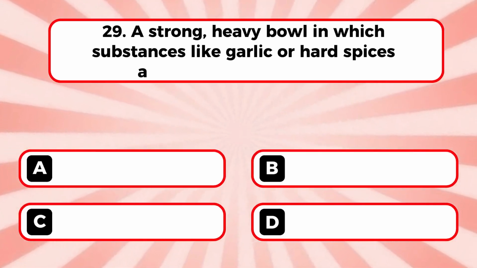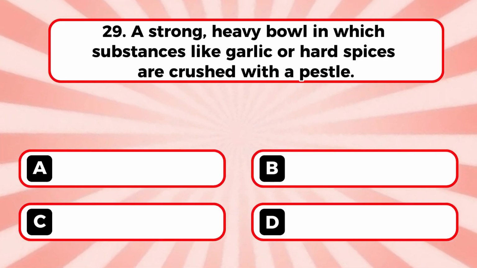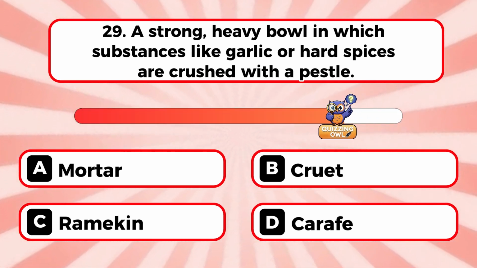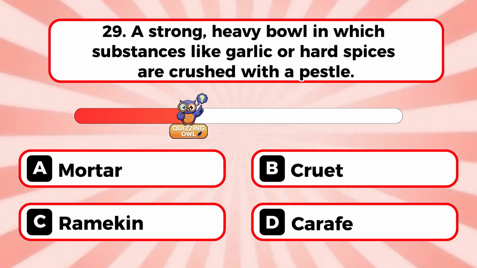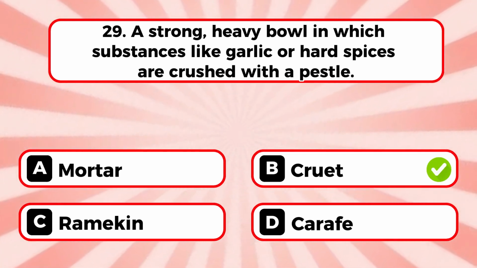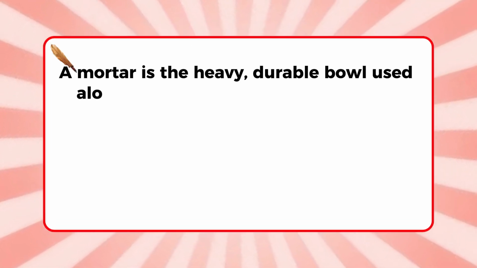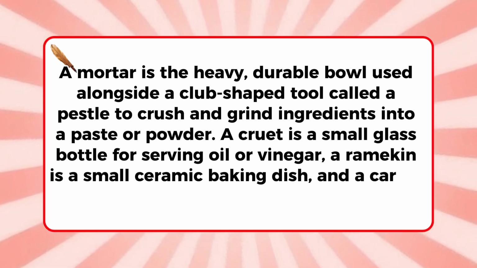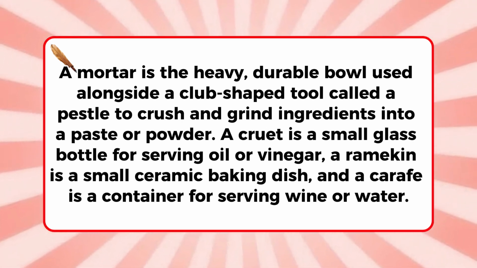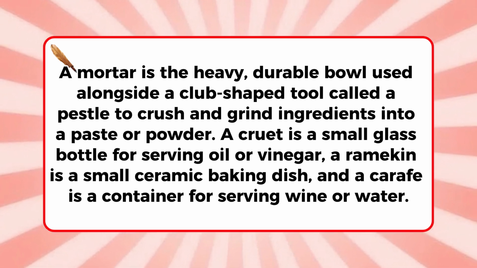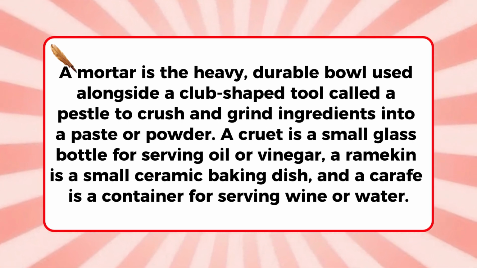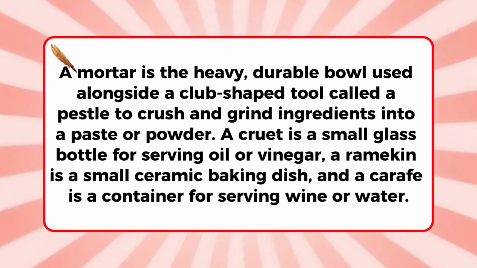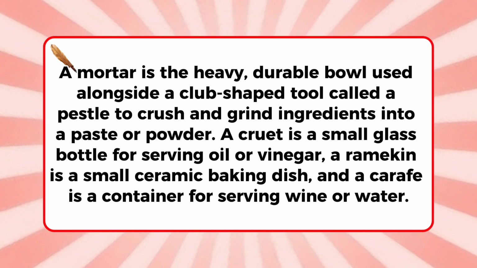29. A strong, heavy bowl in which substances like garlic or hard spices are crushed with a pestle. A mortar is the heavy, durable bowl used alongside a club-shaped tool called a pestle to crush and grind ingredients into a paste or powder. A cruet is a small glass bottle for serving oil or vinegar. A ramekin is a small ceramic baking dish. And a carafe is a container for serving wine or water.